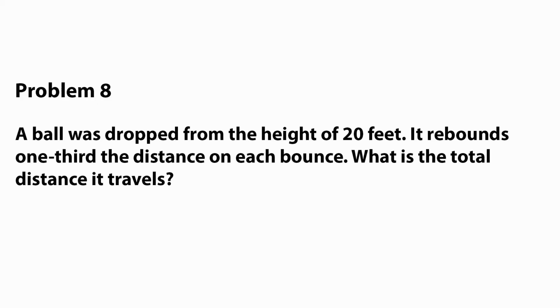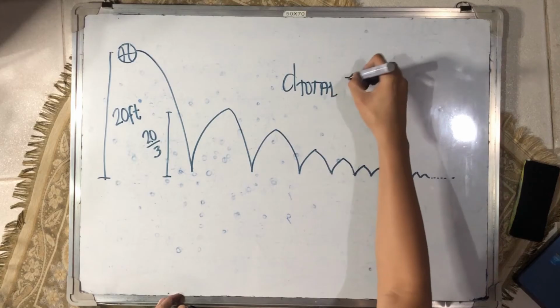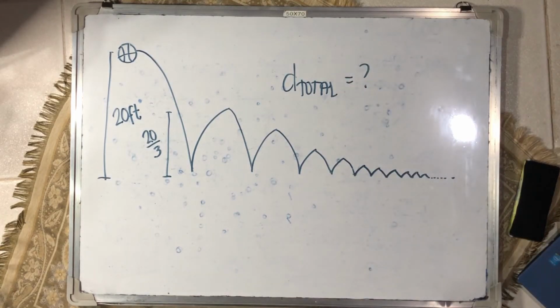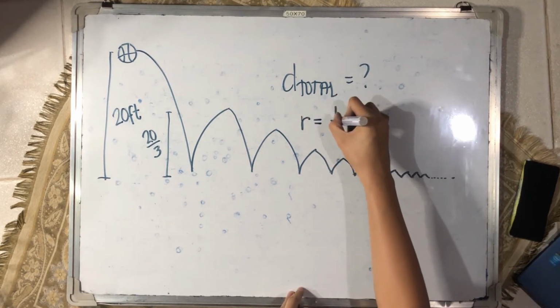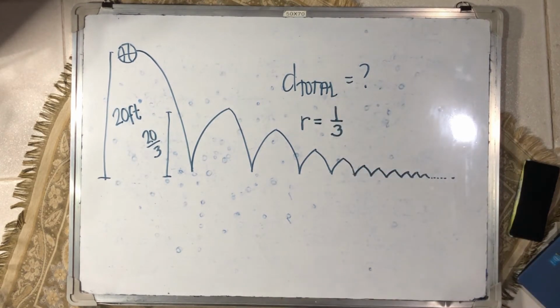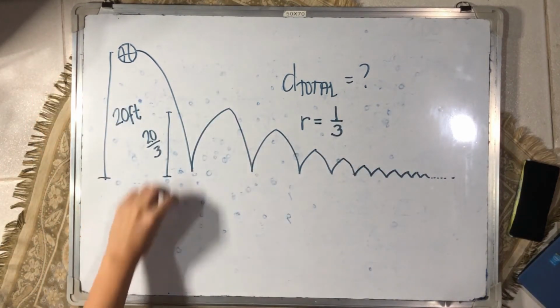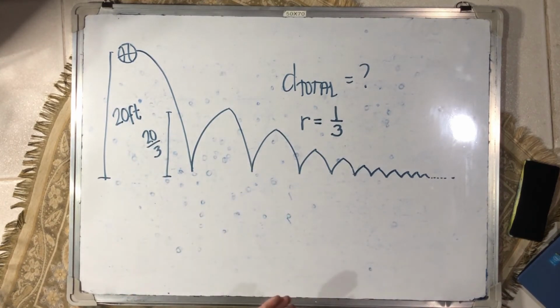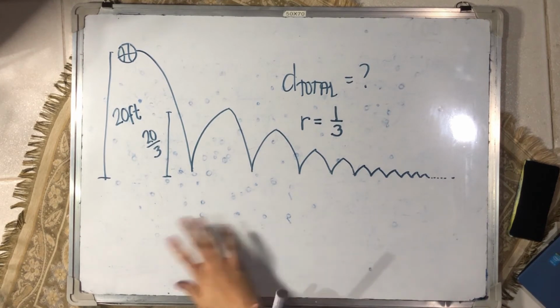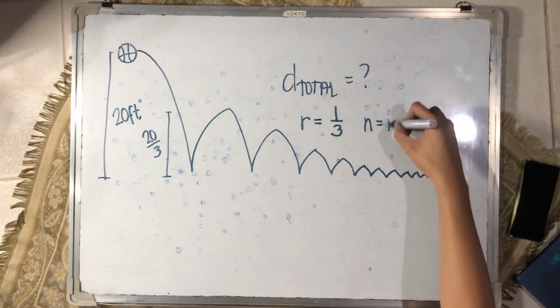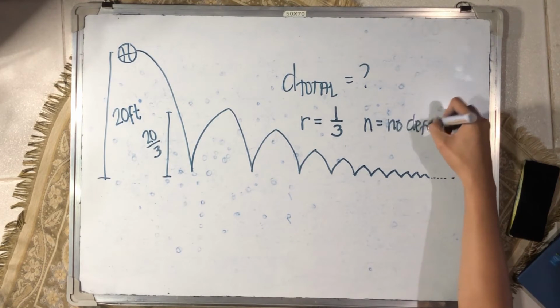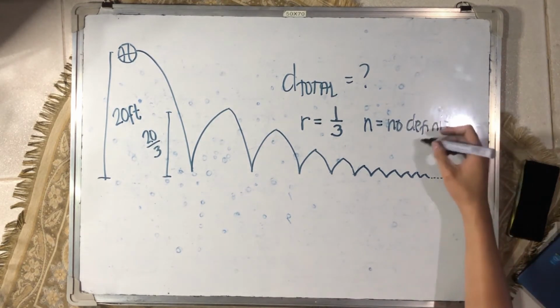The question now is, what is the total distance traveled? What is this total distance? Since you see 1/3 there, the rebound is 1/3. That is actually your common ratio. From the original, it rebounds to 1/3 of it. It's a common ratio, it goes 1/3 every time. Now, the next thing you need to understand is that no number of bounces was given. No definite number of bounces.